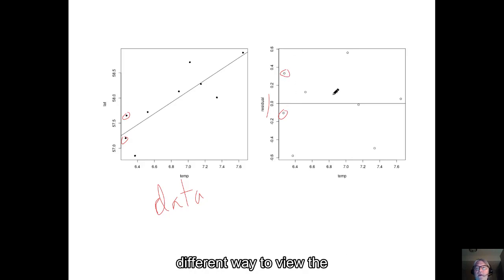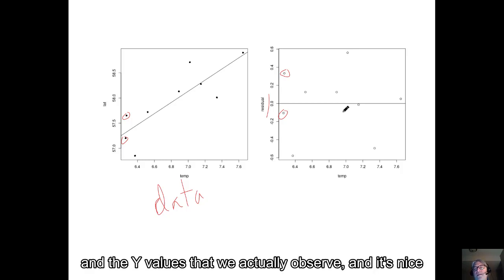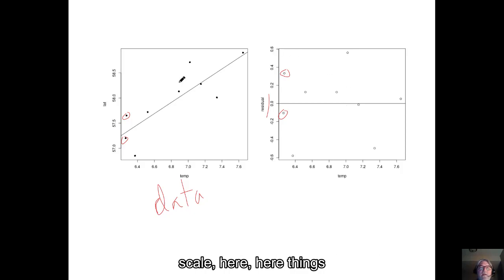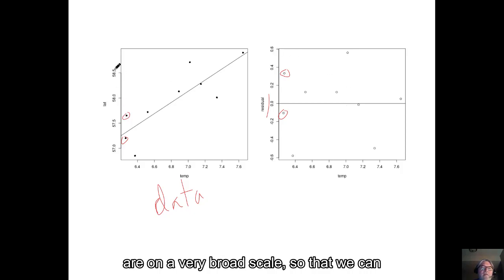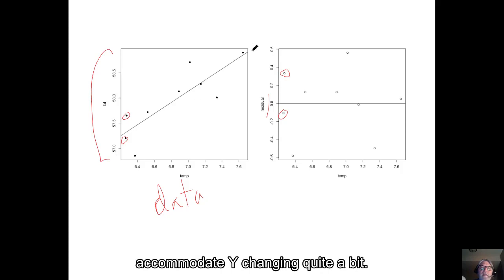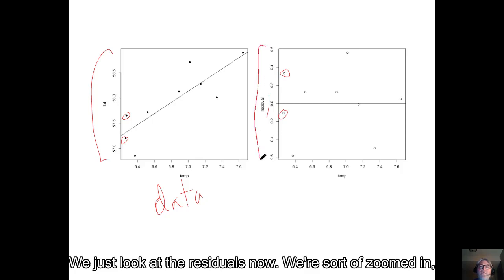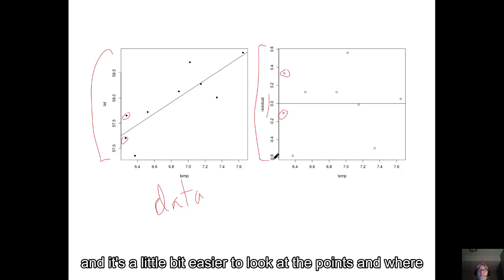So this is just a different way to view the discrepancy between the predictions and the y values that we actually observed. And it's nice because it flattens things out. And you'll also notice the scale here. Here things are on a very broad scale so that we can accommodate y changing quite a bit. But once we get rid of the trend in y and we just look at the residuals, now we're sort of zoomed in and it's a little bit easier to look at the points and where they fall.